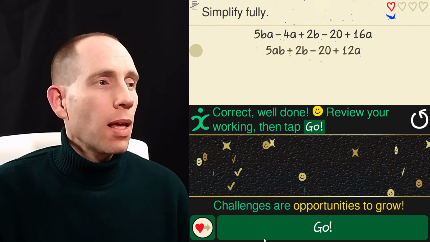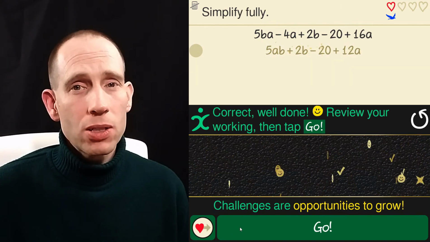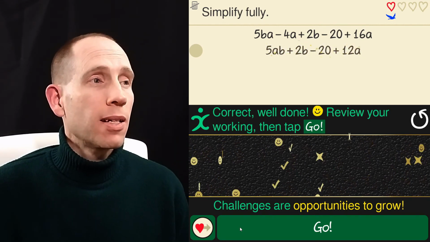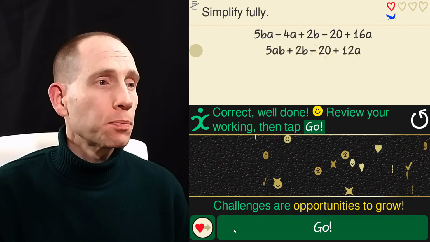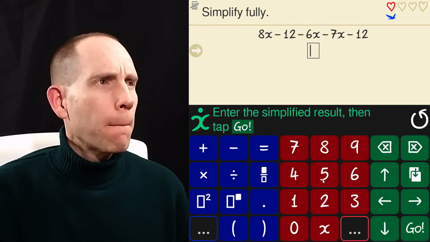There we go. And you can see here the progress button has now shown up, so I'd recommend doing a few more questions just to get the idea, but when you feel confident that you've got the idea of collecting like terms, we can go on to the next section. Let me do a couple more because I think I need a bit of practice.